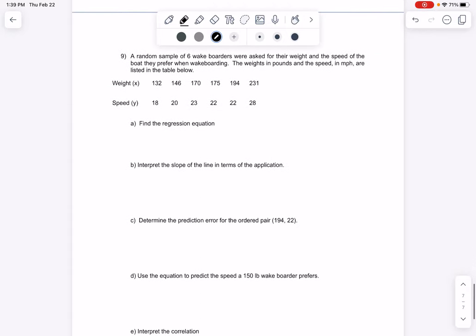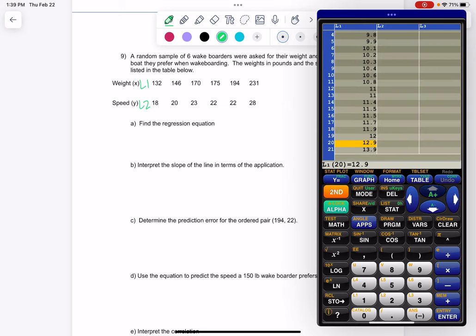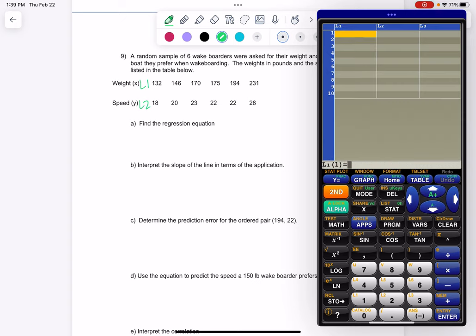All right, let's do one last example with linear regression. Our x's will go into L1, and our y's will go into L2, and we'll just answer a few questions and we will be done with the practice test. So everything again is in stat edit. Make sure you get all the x values in L1. Order does matter for regression because the 132 is paired with the 18, so we can't change the order.